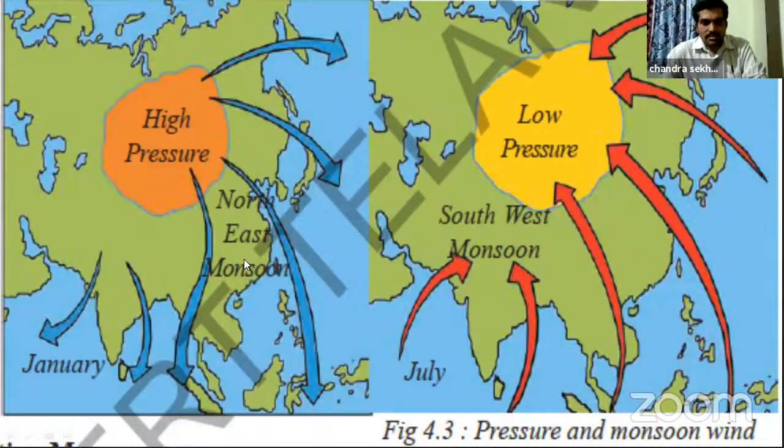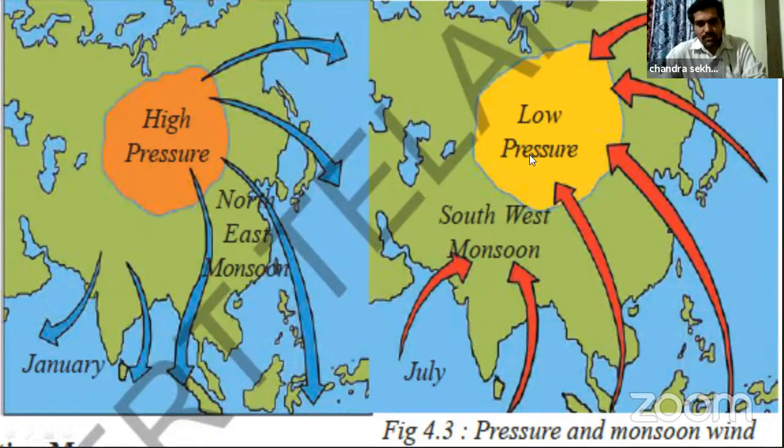Children, I think you can understand the concept of low pressure and high pressure. The winds always blow from high pressure area to low pressure. On the earth's surface, some areas always have high pressure and some areas have low pressure. To fill up the gap in low pressure, the winds blow from high pressure to low pressure. This is the phenomenon in the monsoon system. So in January, we have high pressure on the Indian subcontinent.